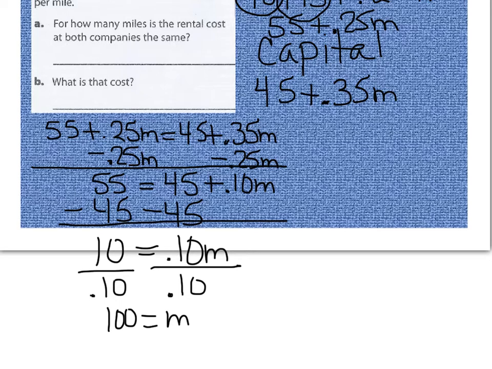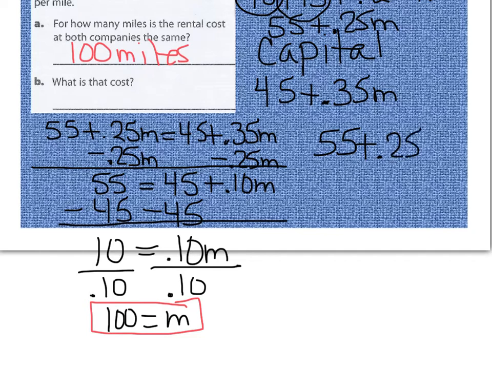So therefore, up here on A, the answer to the question is 100 miles. And we found that out right here. Okay, now the next question says, what is the cost? Well, in order to find out the cost, we're saying it's 100 miles. So now we can take either expression, it doesn't matter which one, and plug in our 100 for M. So I'm just going to take 55 plus 25, and then in place of m, we're going to put 100, because that's what we found out that m equaled.